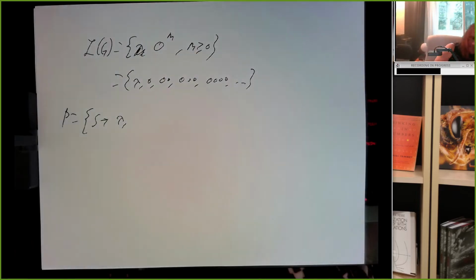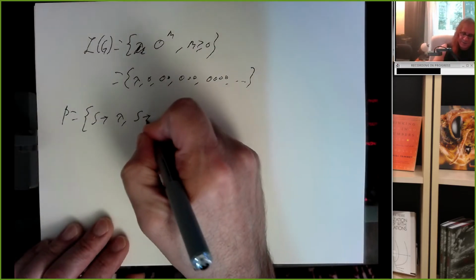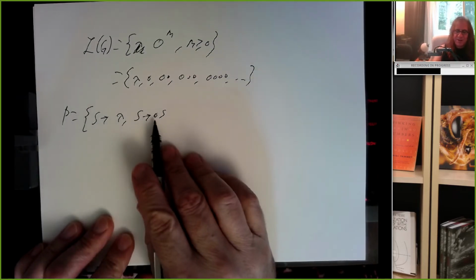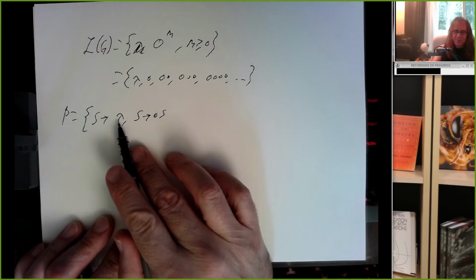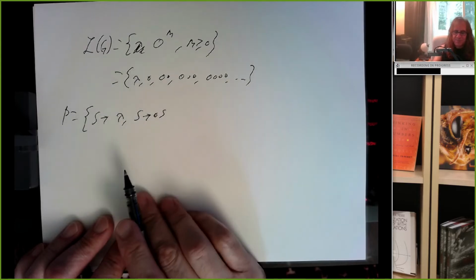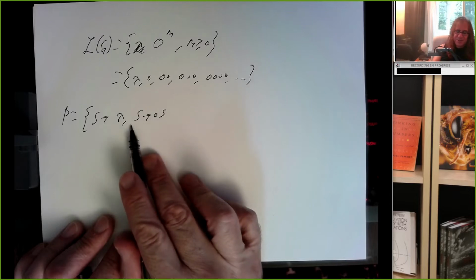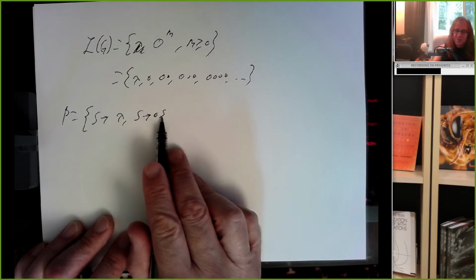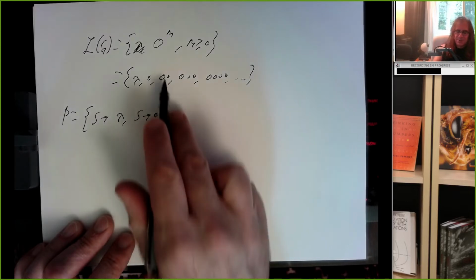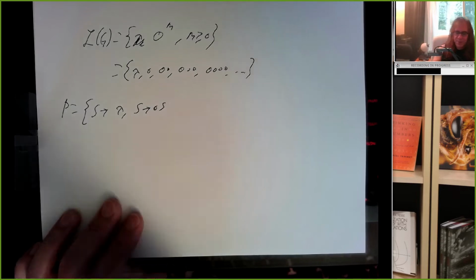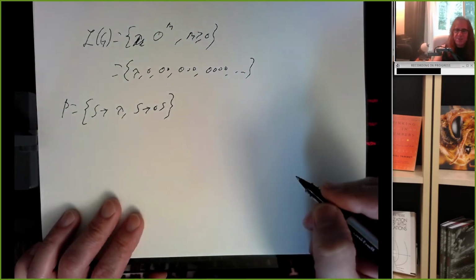S to 0S, maybe? Hey, I like that. If we say S goes to 0S, it means we could have a 0 followed by a lambda, which would just be a 0. Well, if S can change into a 0, then S could also change into a 0 followed by that S, which is another 0. So S could be 0, 0. And so that's actually a perfect set of production rules for this.